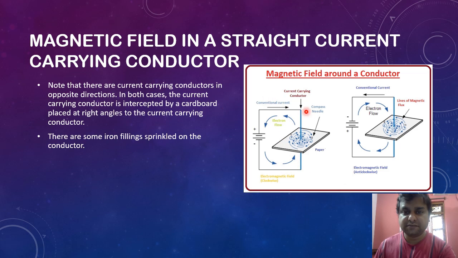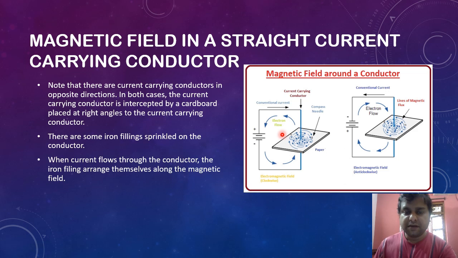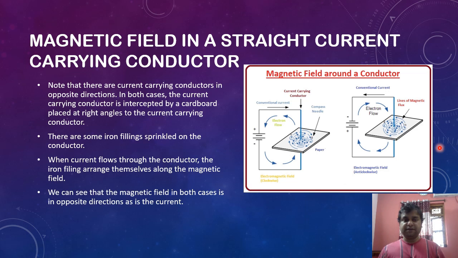And yes, this current carrying conductor is at right angle to the cardboard that is placed over here. Same thing over here as well. And a few iron filings have been sprinkled at both these places. So when the current flows through the conductor, the iron filings arrange themselves along the magnetic lines, and the arrangement exposes the magnetic field in both the cases.